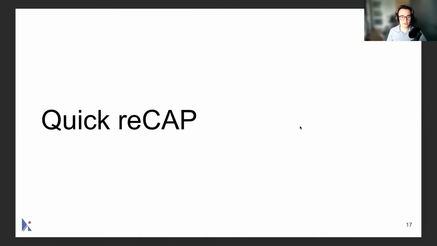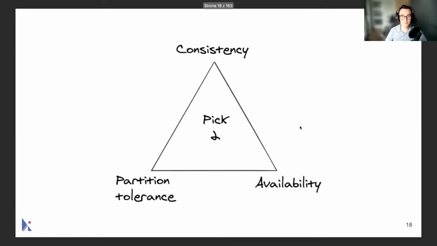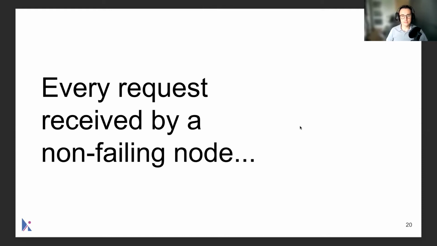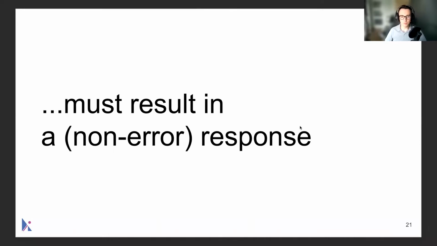I believe the best way to start is to make a quick recap in order to make sure that we are on the same page in terms of understanding the CAP theorem. So we started from a triangle. Let's go one by one through the properties that could be found there. Probably the easiest one is availability, because it's the most intuitive one. Availability in terms of the CAP theorem has been defined like this: every request received by a non-failing node must result in a non-error response. What does it mean? When the node is alive and a read operation comes in, this node has to reply with some data as a result of this read operation. And when a write operation comes in, this write has to be accepted. This is basically how availability has been defined for the CAP theorem.